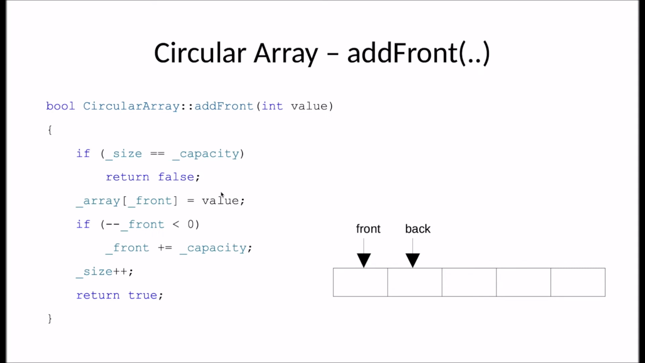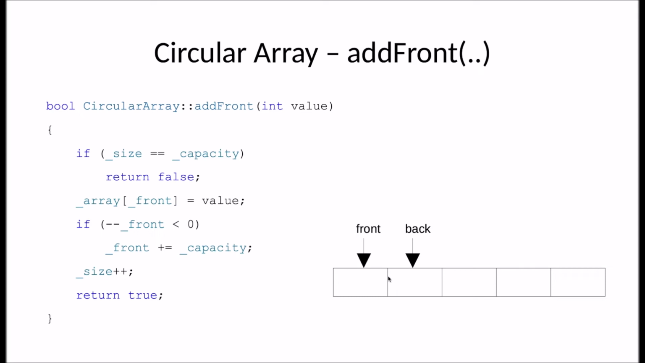This shows that this particular implementation uses the block operation. It blocks any add operation from adding a value to the array if the array is full. If this is not the case, it uses the front index to access the array at that index and stores the value at that particular index.